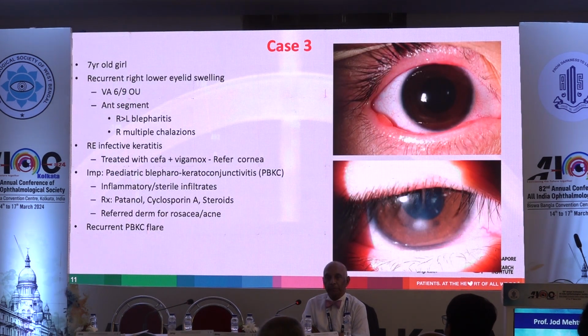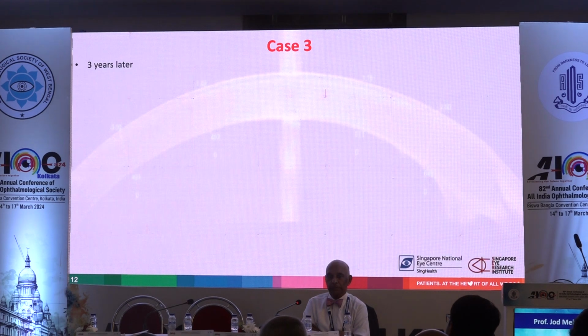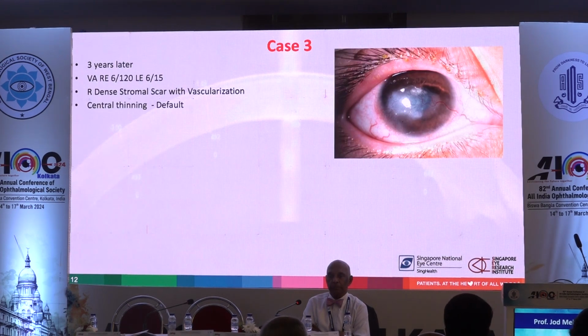So I'll show you a slightly more complicated case now. This is a 7-year-old girl with a diagnosis of pediatric blepharokeratoconjunctivitis, related to DMEK. She was on the usual topical therapy, and she was having recurrent flares of her PBK. We lost her to follow-up for almost 3 or 4 years. She then represented 3 years later with a reduction of visual acuity in the right eye. You can see that central scarring with thinning.